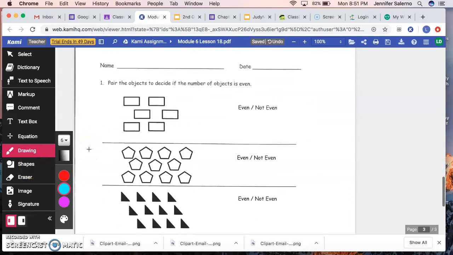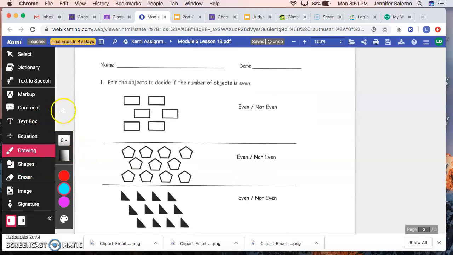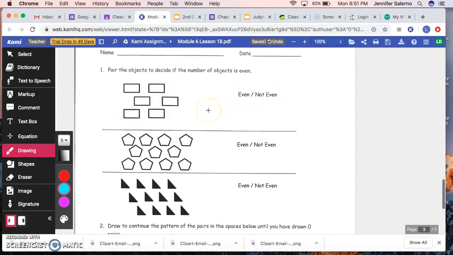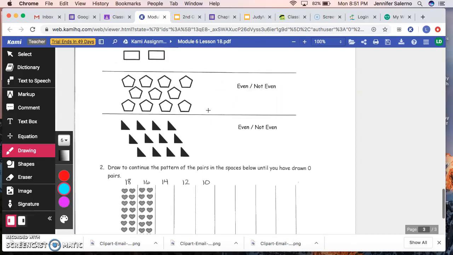Then the next page is pretty much the same thing that you did on the first. Again, this is the last page. You're going to pair the objects again. So you're going to circle again the groups of 2, and then you're going to circle if that's even or not even. Again, it's even if they have a pair. It's not even if one is left out.